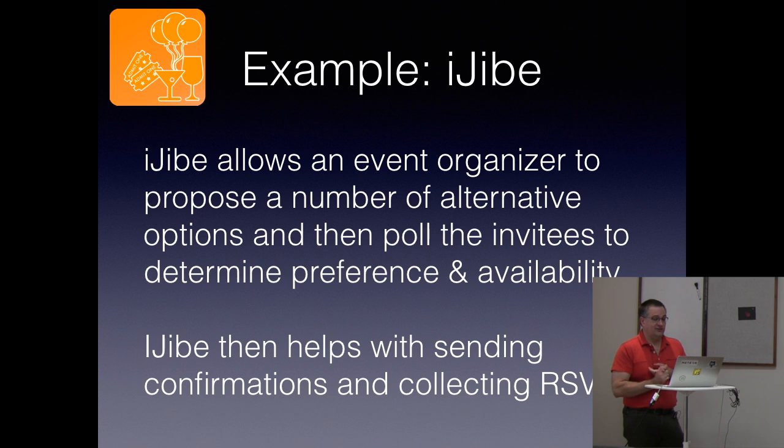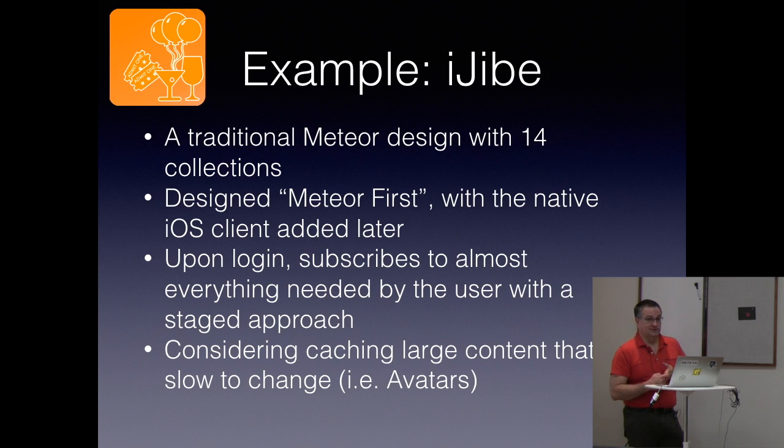It works extremely well, and it uses Meteor like crazy because we like all the reactive stuff and the ability just to track all the data that we need. So it's a traditional Meteor design. It has 14 collections in it right now. So that's a lot, at least I think it is. All interlocked. It was designed Meteor first, and then the iOS client was added later, so quite the opposite of what I did with the curling software.